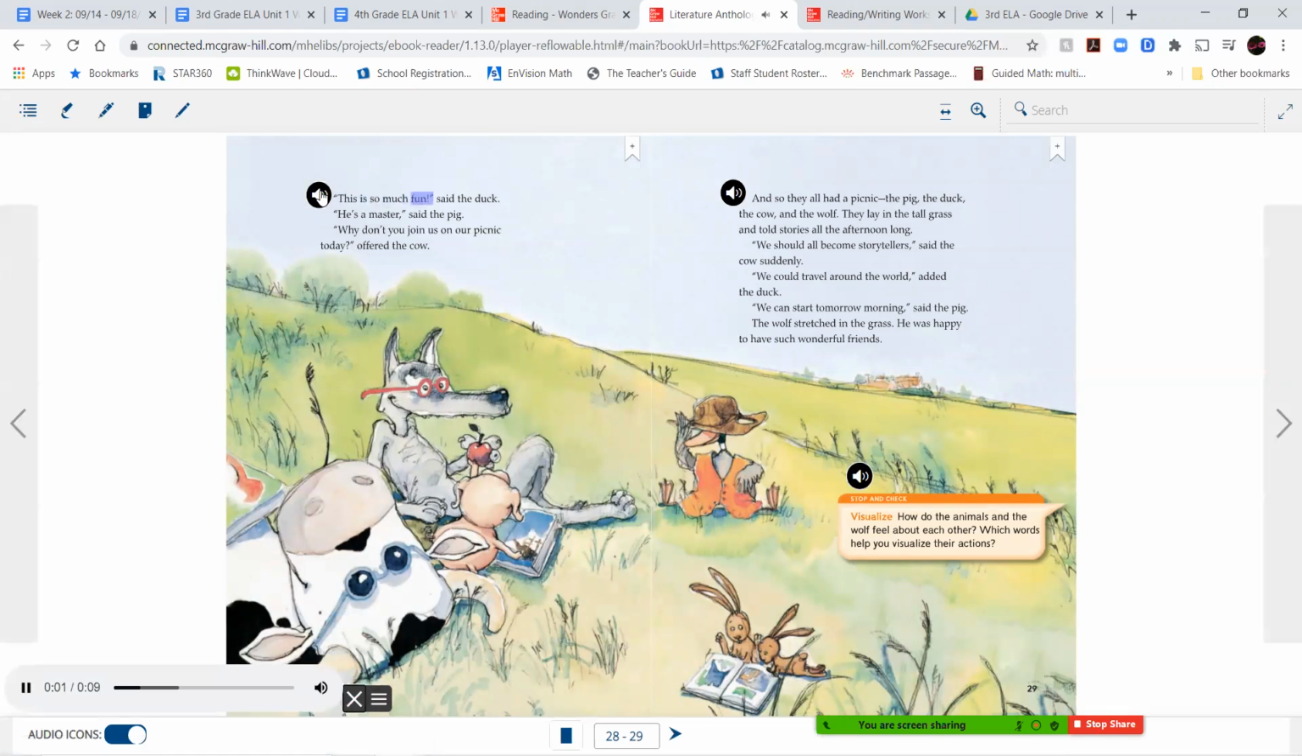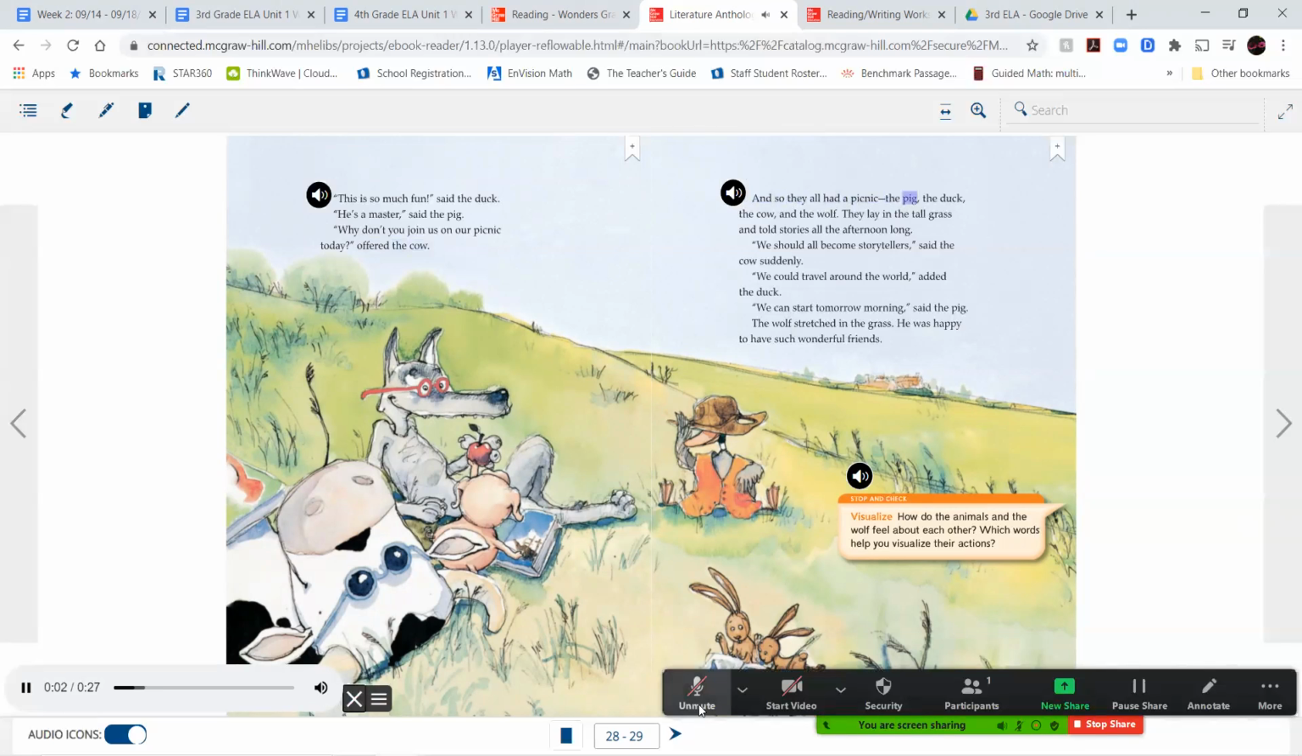"This is so much fun," said the duck. "He's a master," said the pig. "Why don't you join us on our picnic today?" offered the cow. And so they all had a picnic, the pig, the duck, the cow, and the wolf. They lay in the tall grass and told stories all the afternoon long.